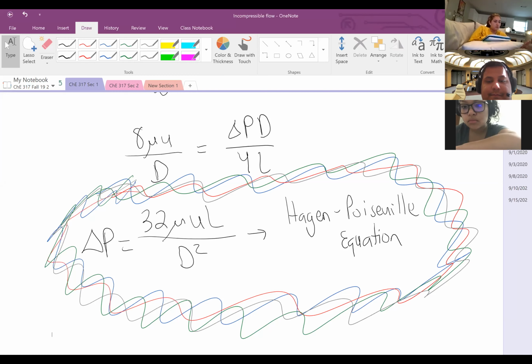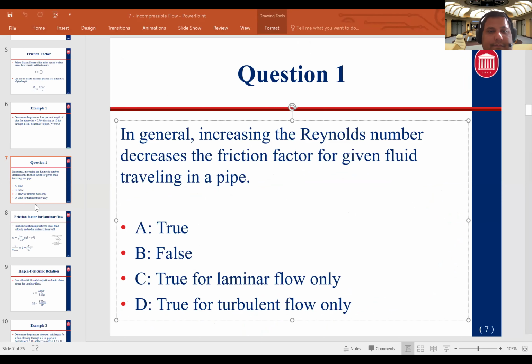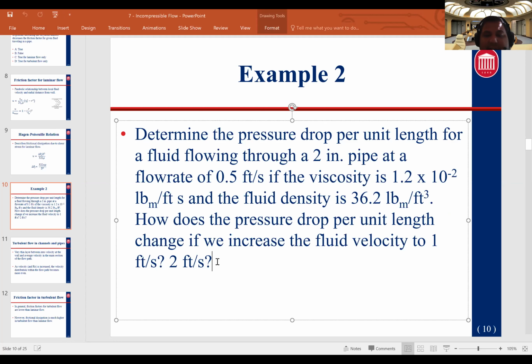If not, let's jump and look at another example, which is primarily this one: determining the pressure drop per unit length for fluid flowing through a 2-inch pipe at a flow rate of 0.5 feet per second if the viscosity measured is 1.2 times 10 to the minus 2 pound mass per feet second, and the fluid density is 36.2 pound mass per feet cubed. And the last part, which we'll discuss after we do the calculation, is how does the pressure drop per unit length change if we increase the fluid velocity to 1 feet per second and 2 feet per second.